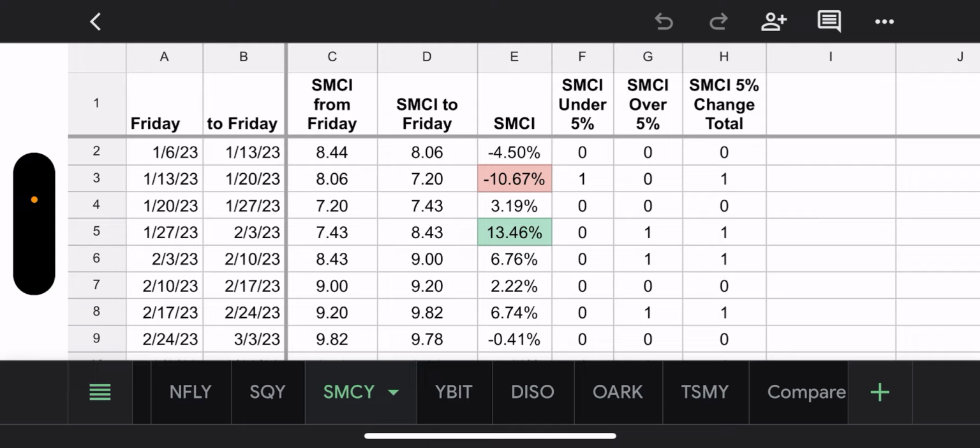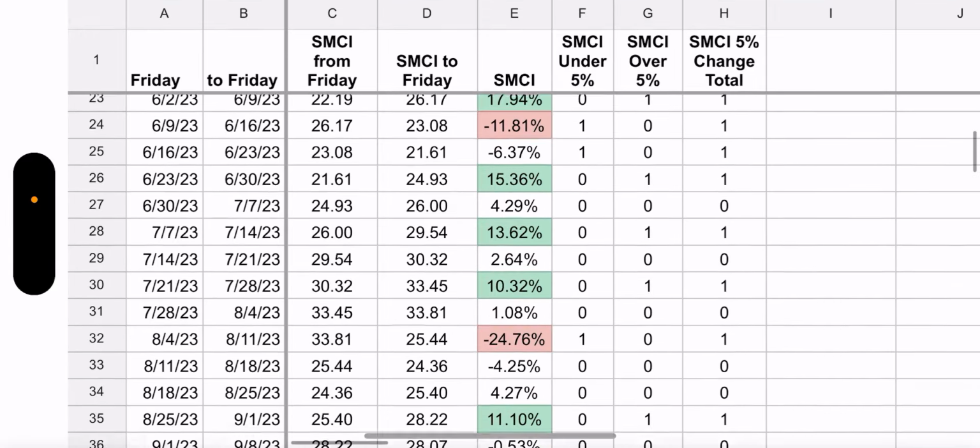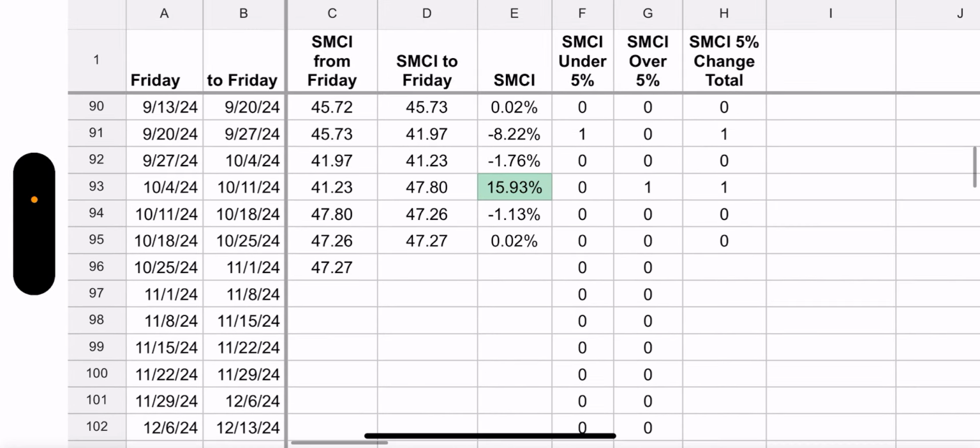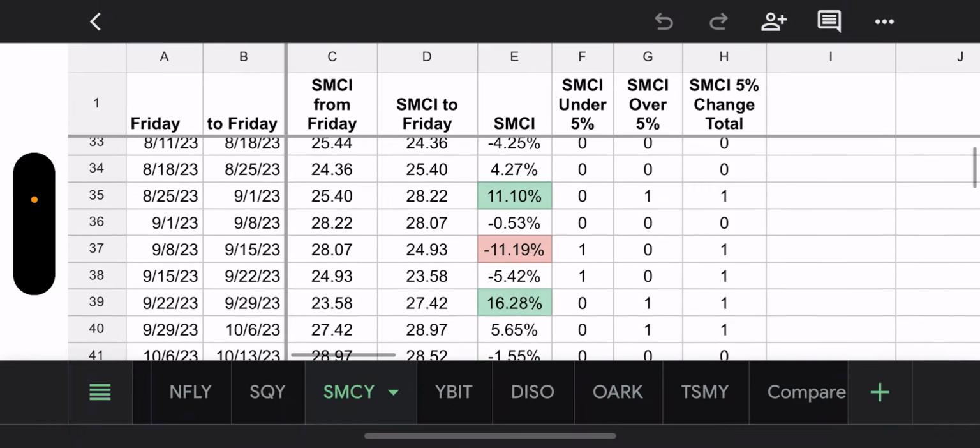And we compare every single Friday to Friday for the poll that we're doing. And I started this poll January 6th of 2023, and I'm going down, obviously, all the way to the current date. As of today, it's not Friday right now, but it's Tuesday, October 29th. So this would have pulled, if I go all the way down here, the Friday before that, 10/25 would be the latest Friday that we're pulling, 10/25/24.